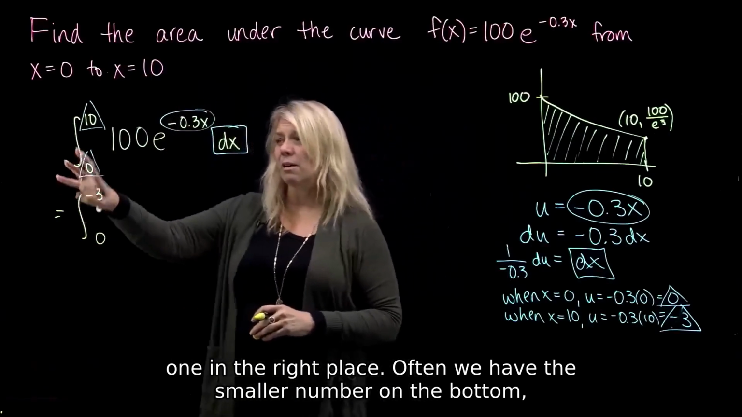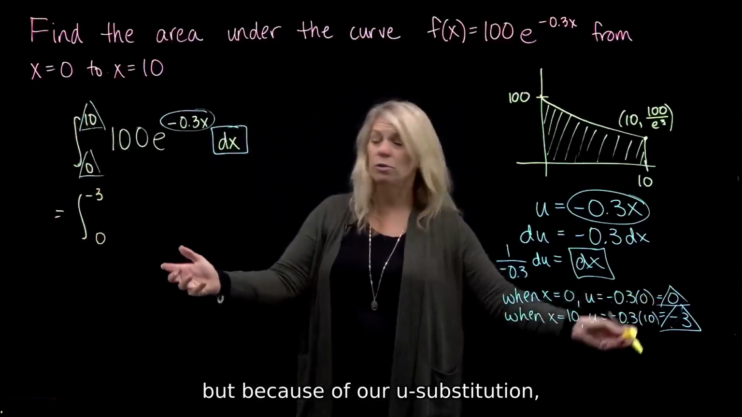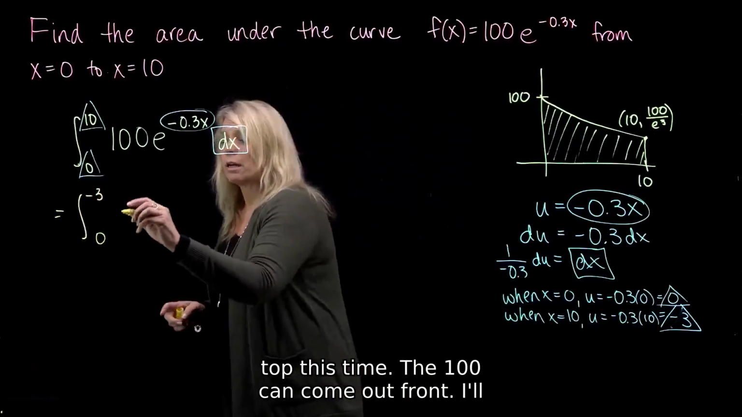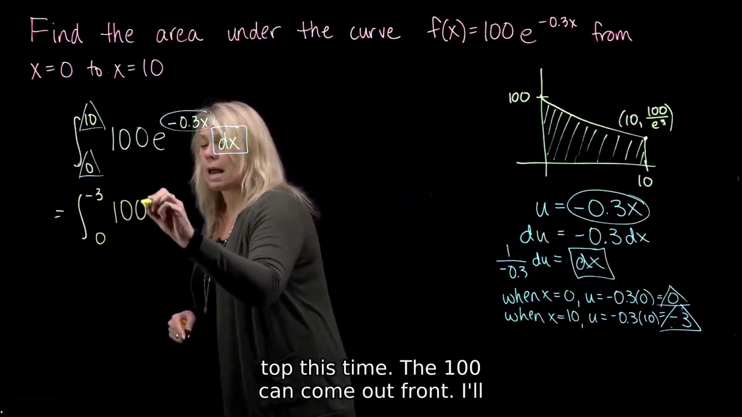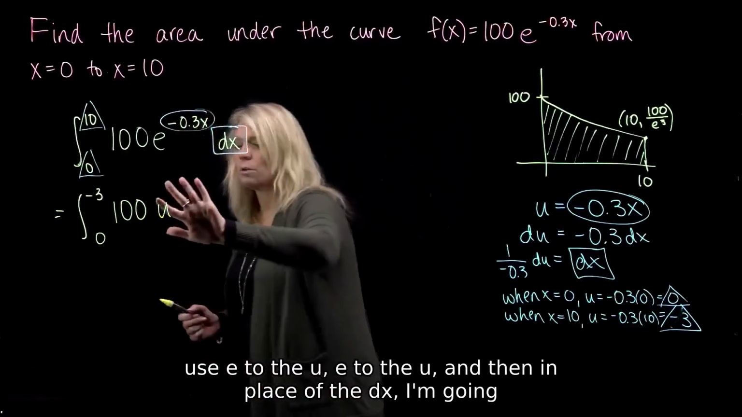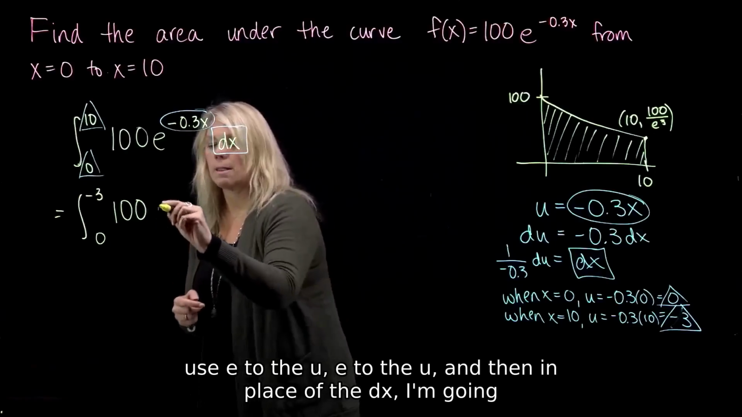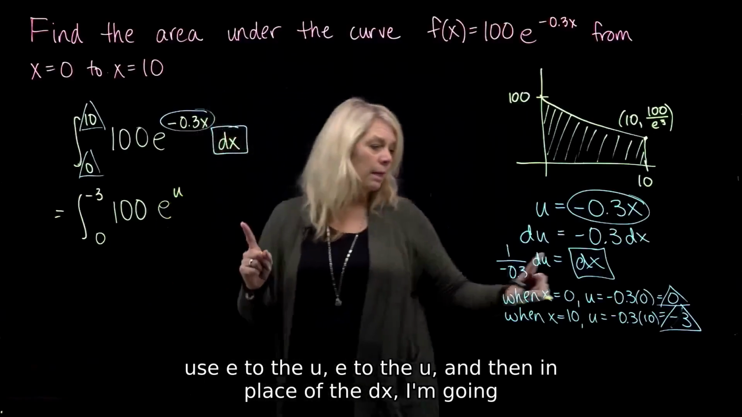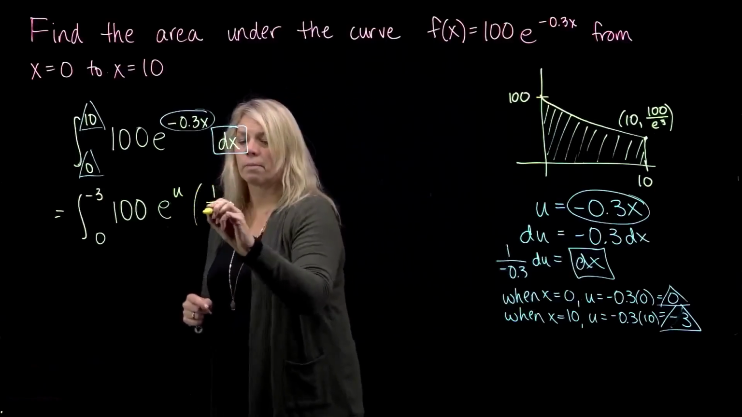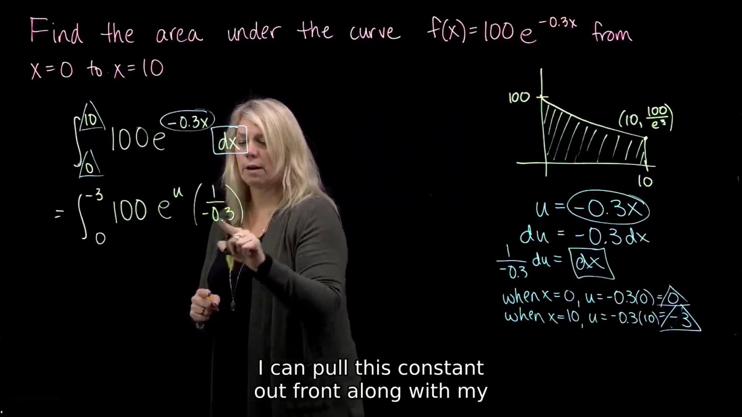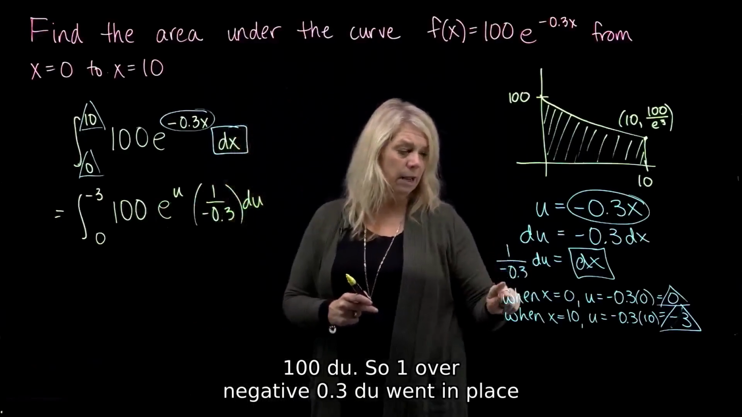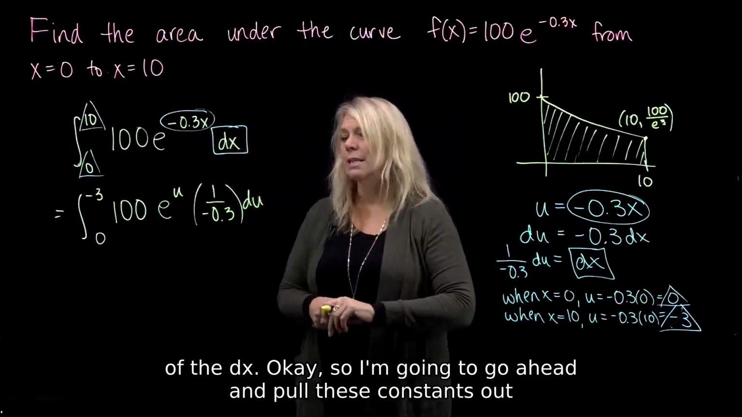Often we have the smaller number on the bottom, but because of our u substitution, notice that we actually have the smaller number on top this time. The 100 can come out front. I'll go ahead and do that in the next step. e to the u, e to the u. And then in place of the dx, I'm going to have 1 over negative 0.3. I can pull this constant out front along with my 100 du. So 1 over negative 0.3 du went in place of the dx.